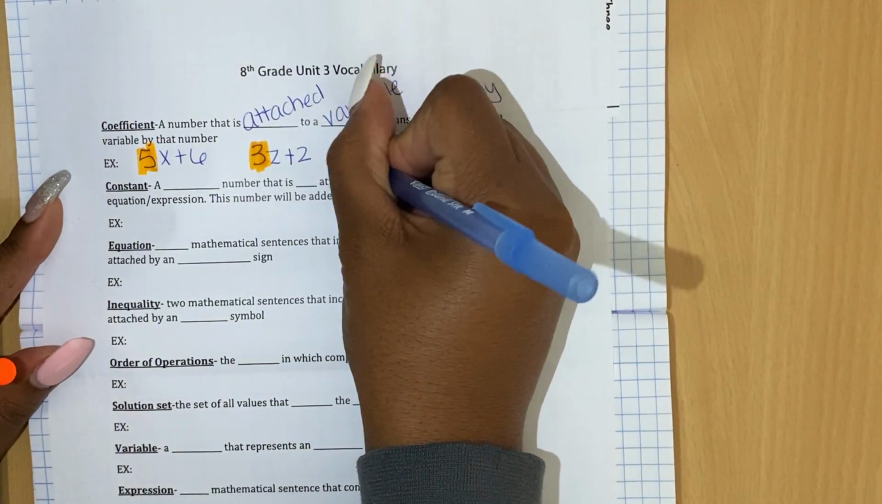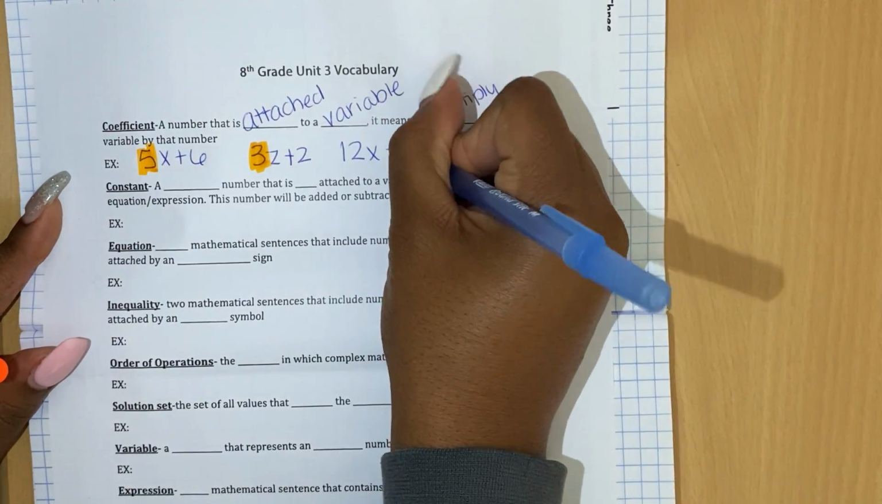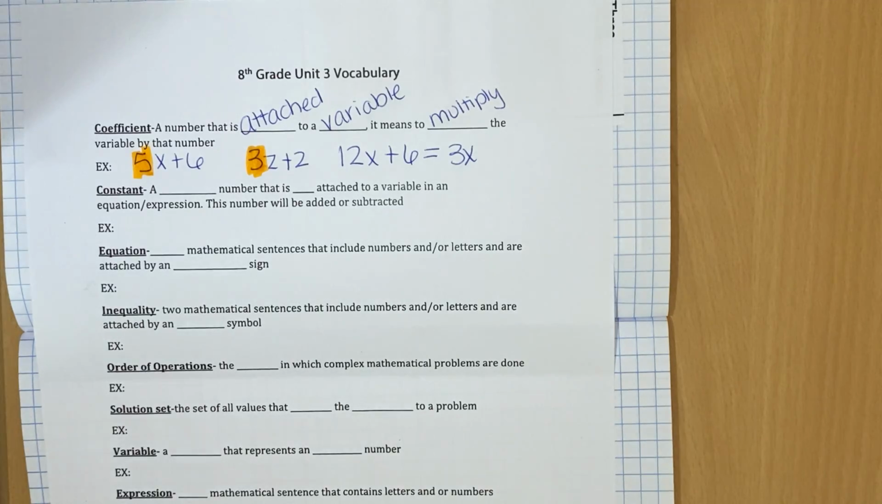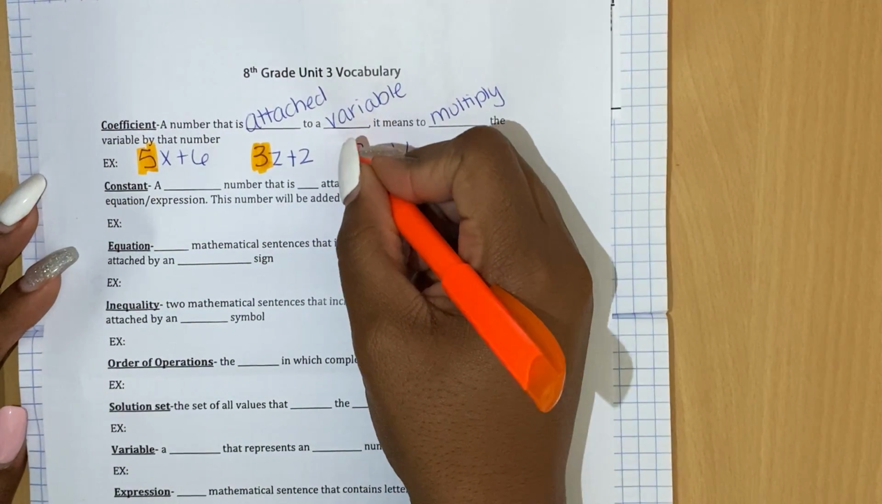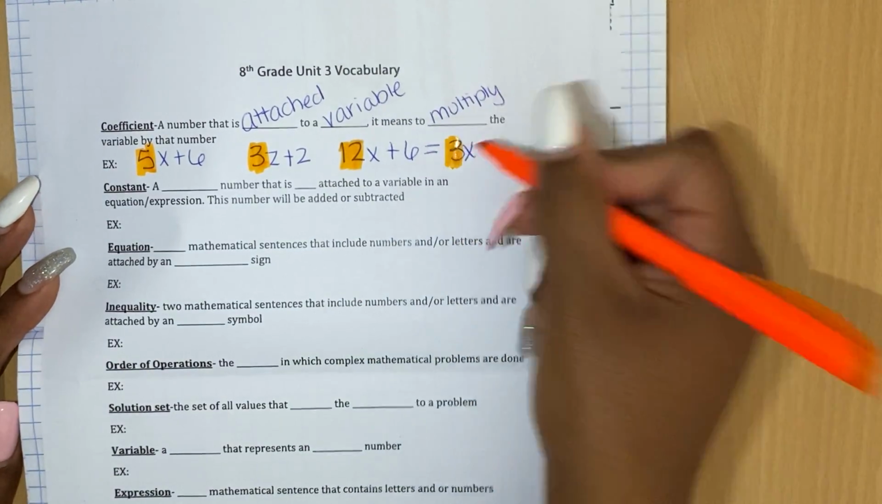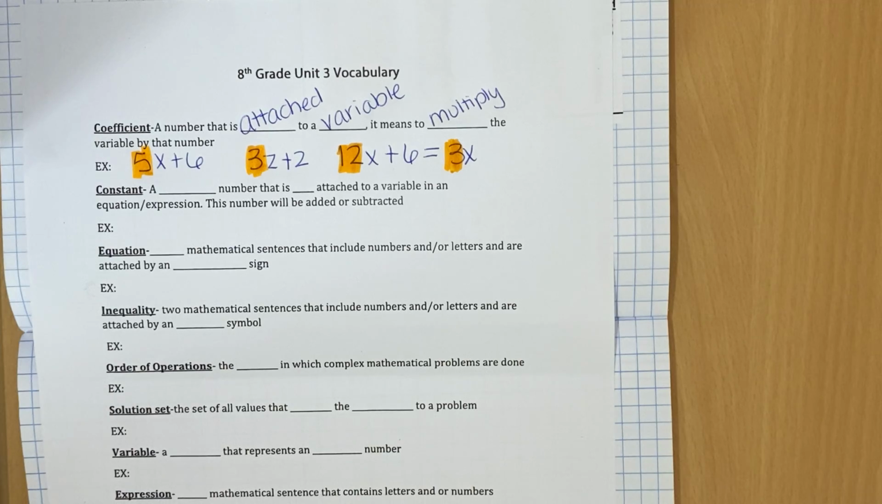If I did 12x plus 6 equals 3x, we would have two coefficients in this one. 12 is one of them. 3 is the other one. They are both attached to a variable. They are both multiplied by a variable, okay?